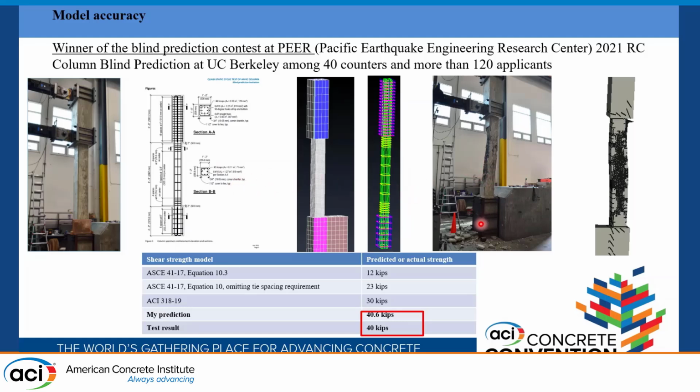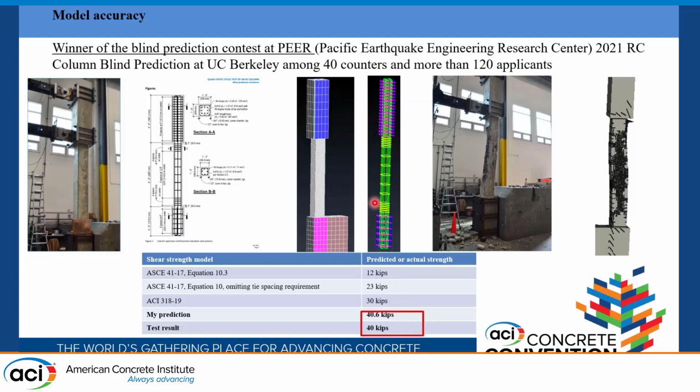One of the parameters they asked for was the shear capacity. We were one of the winners among 40 countries, and our result matched the experimental in a very good range. The standard shows very conservative results, and our model was very close to the actual test.